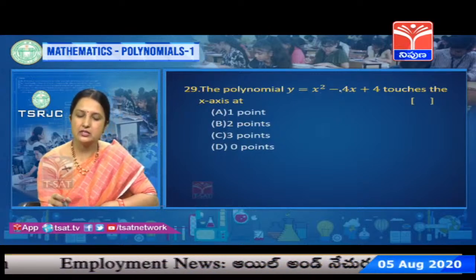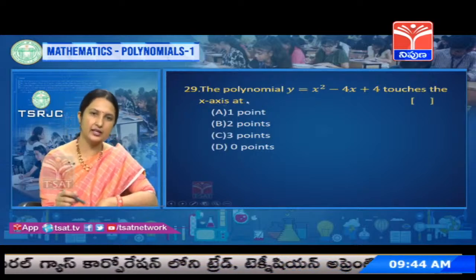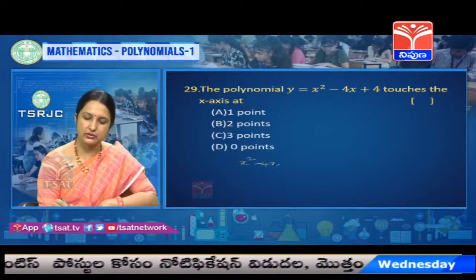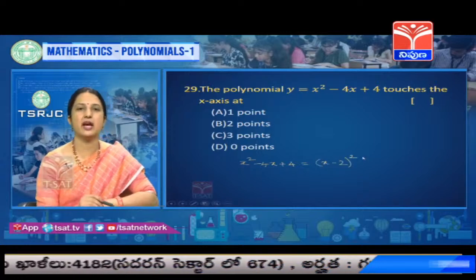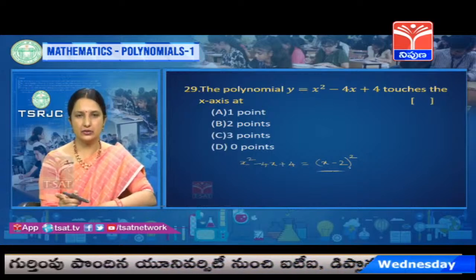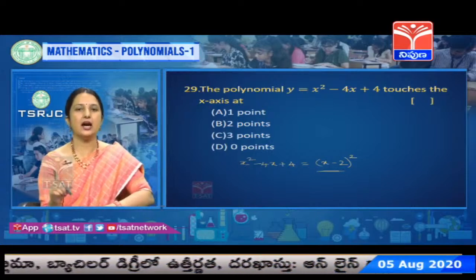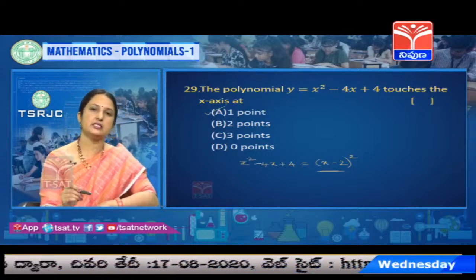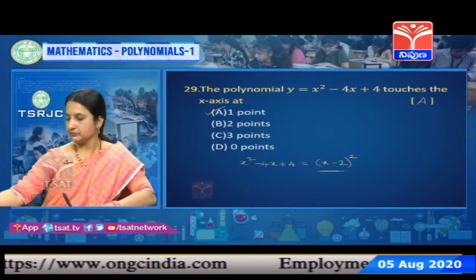The polynomial y equals x square minus 4x plus 4 touches the x-axis at, yeah, here only it is used. x square minus 4x plus 4 can be written in the form of x minus 2 whole square. So it contains only 1 zero, so it touches or intersects the x-axis at one point only. So option A is the correct one. This you have to remember, most important point.